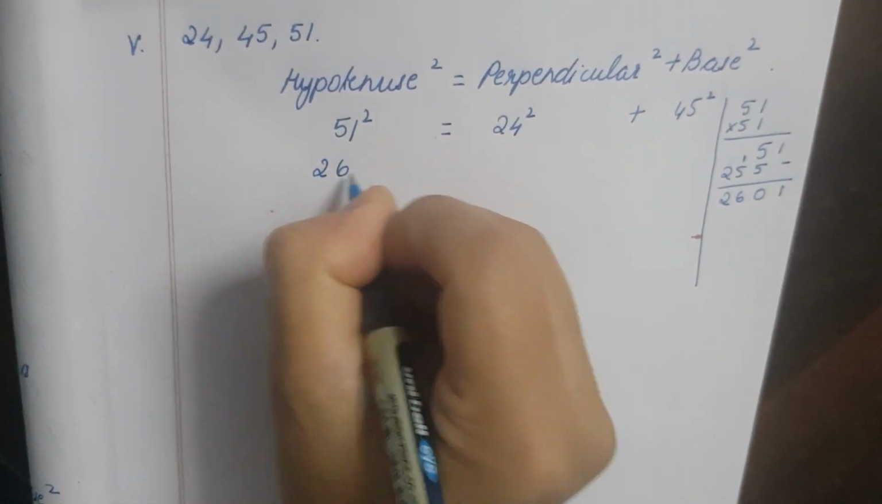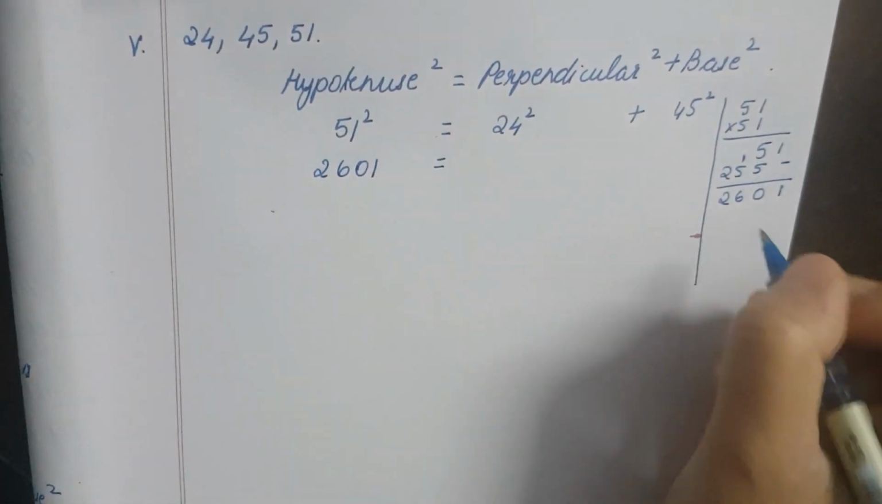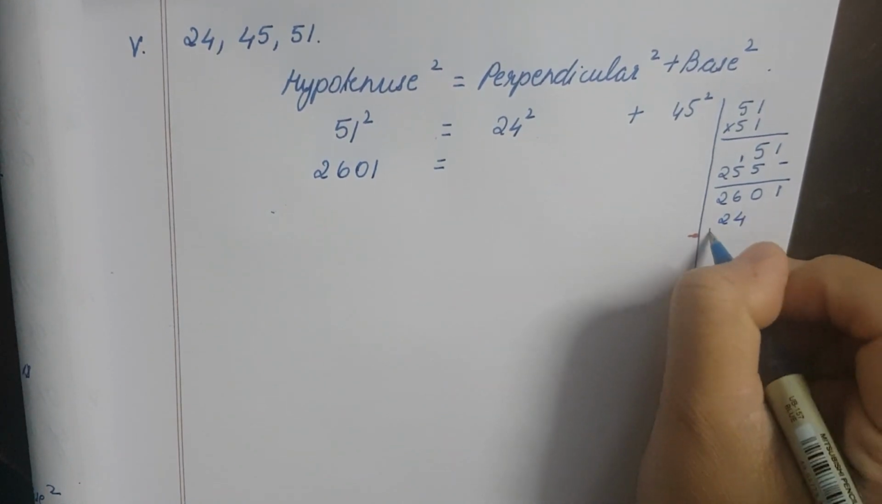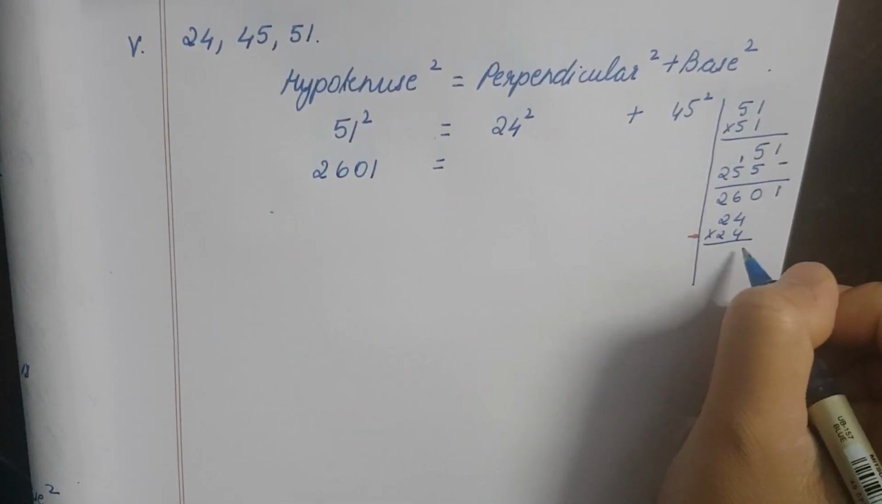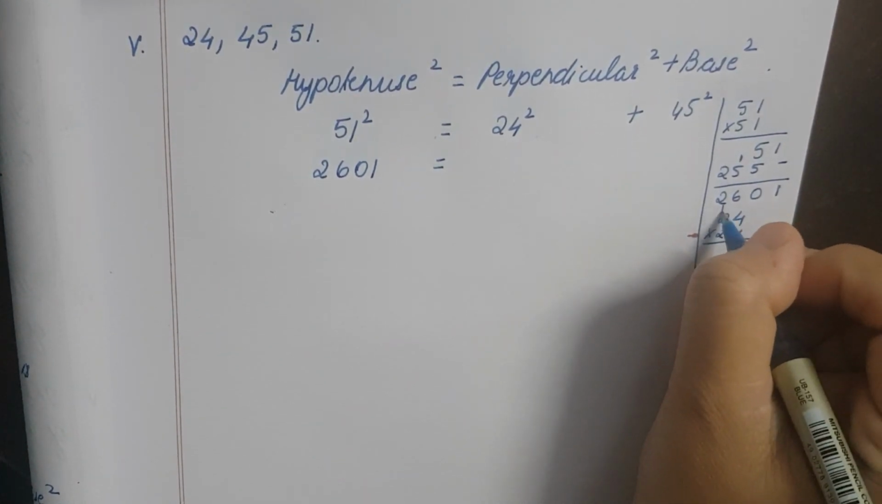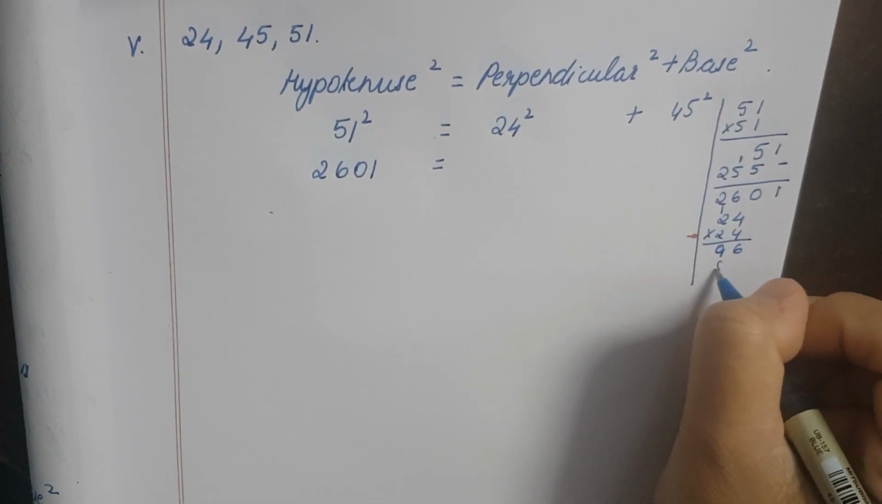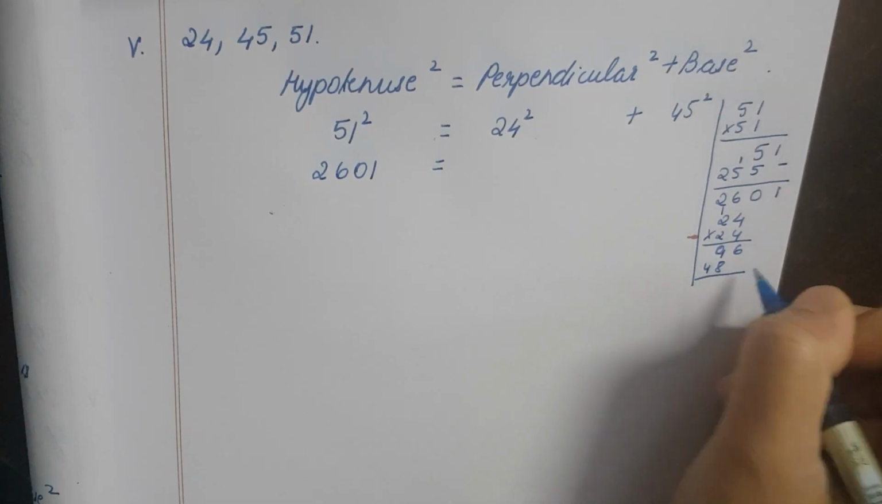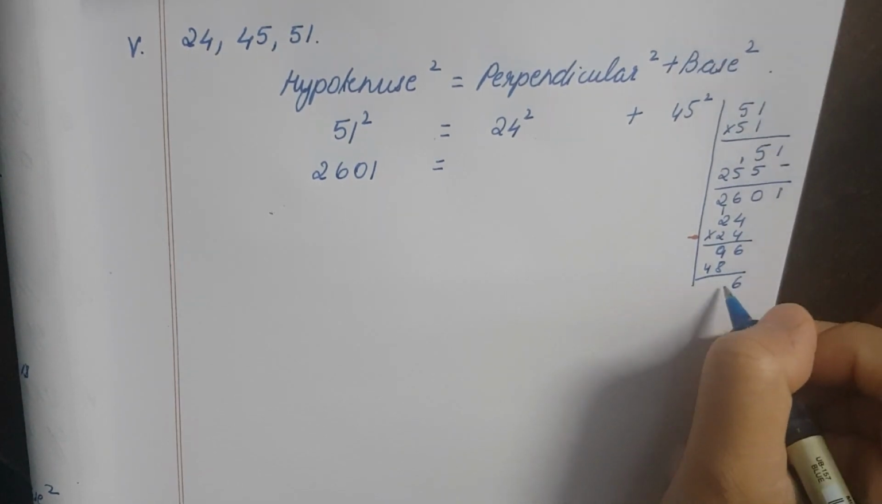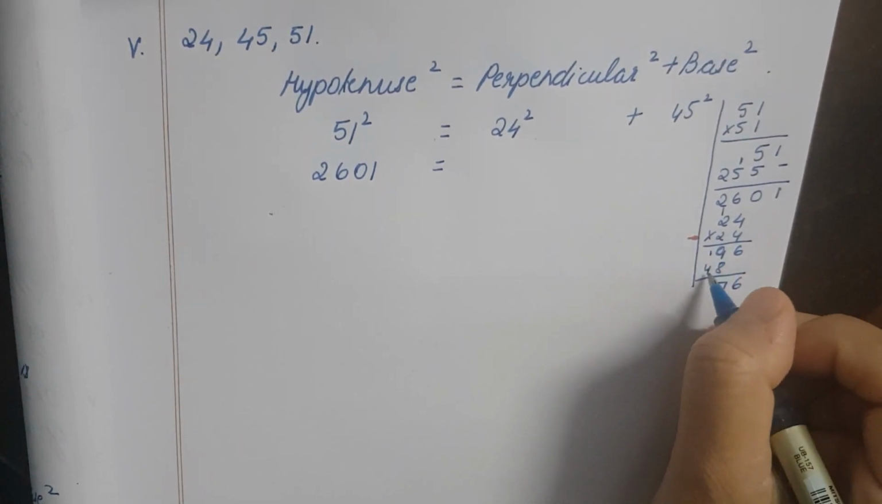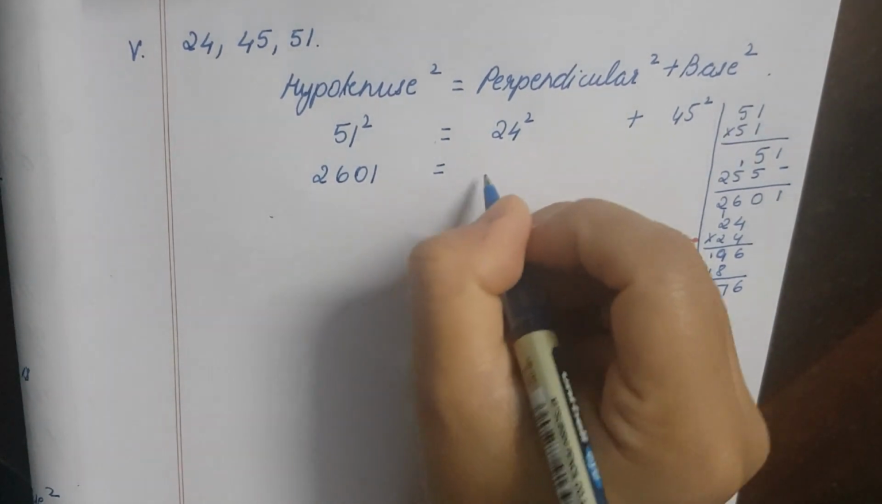So 2601, which should equal 24 into 24. 4 4s are 16, 4 2s are 8, 2 4s are 8, 2 2s are 4. So it is 6, 9 plus 8 is 17, 4 plus 1 is 5. So 576.